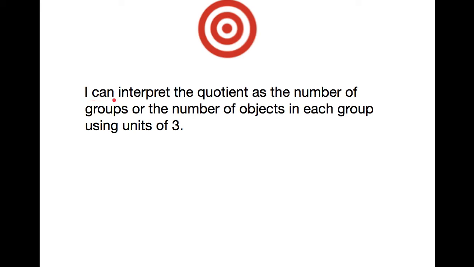It says, I can interpret the quotient as the number of groups or the number of objects in each group using units of 3. So I can understand the quotient or answer in a division equation as the number of groups or the number of objects in each group. In third grade, we've heard those phrases a lot. So we're either looking for the number of groups or how many are in each group, using units of 3 this time.